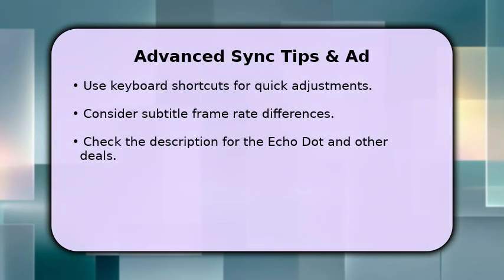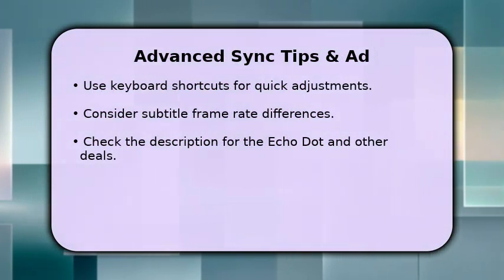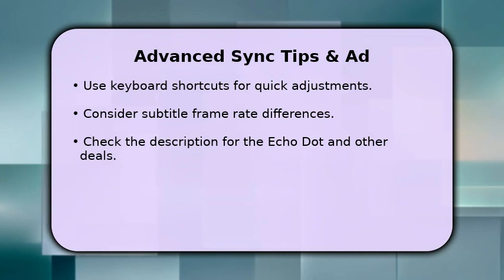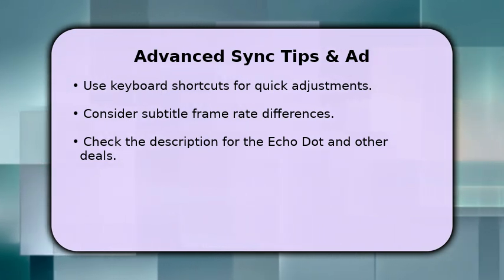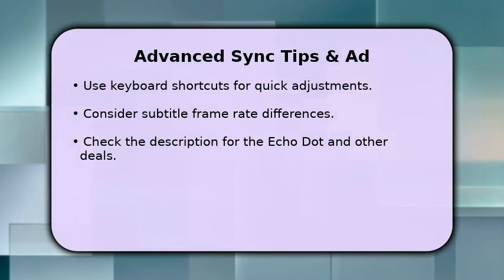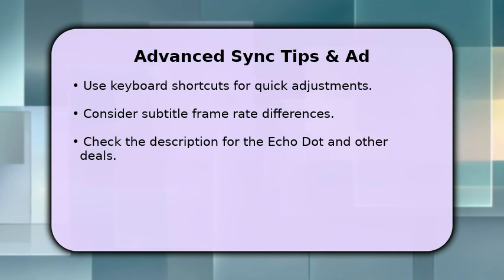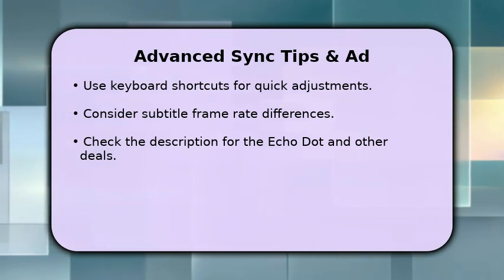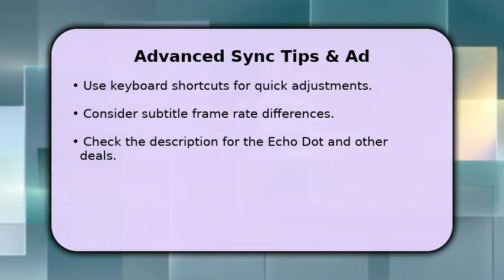For quicker adjustments, use the G key to decrease delay and H to increase it by 50 milliseconds. Sometimes, subtitles are out of sync because they were made for a different video frame rate. If simple delay adjustments don't work, you might need a different subtitle file.